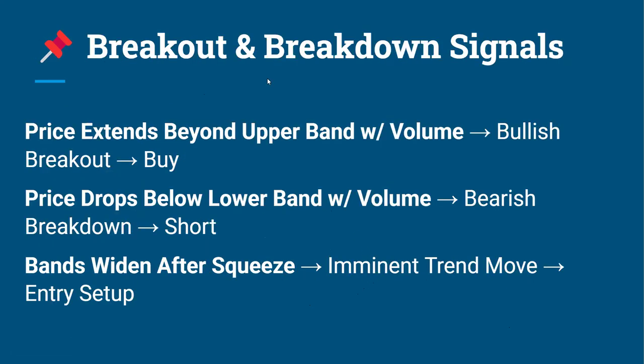Another one is the breakout and breakdown signal. If the price extends beyond the upper band with volume, that is a bullish breakout, a buy. If the price drops below the lower band with volume, that is a bearish breakdown, a short signal. Bands widening after a squeeze mean an imminent trend move. That is an entry setup.